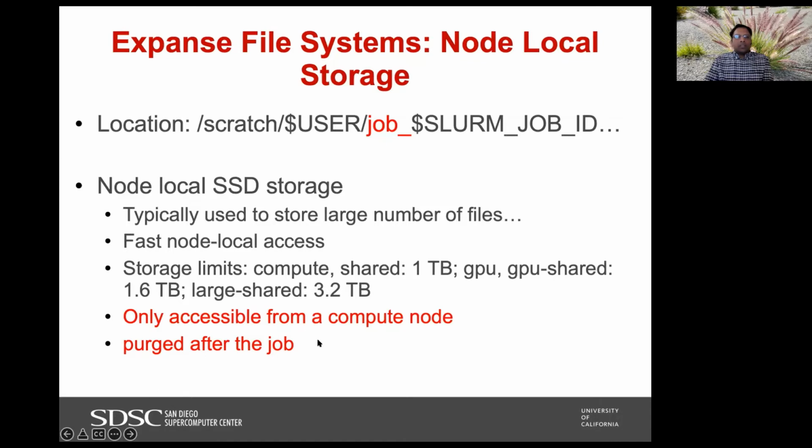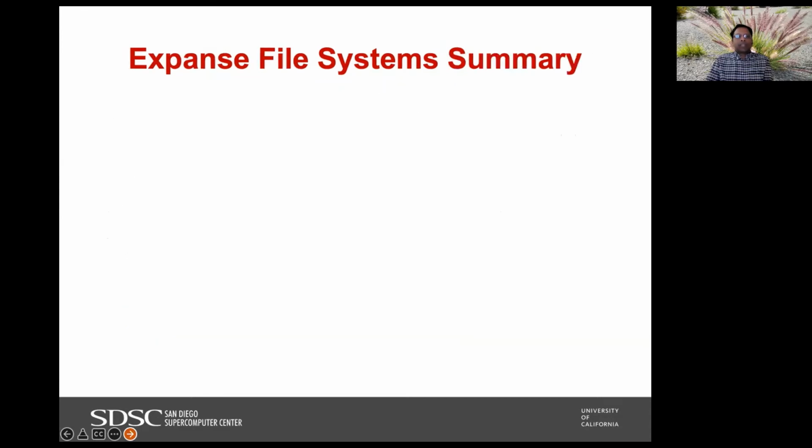The key is that this location is purged after a job ends. So if you're going to use this in your scripts, make sure your script copies out the data. Once your job finishes, it's not accessible and it's purged. So we can't help you either. Even if we wanted to, the data will be gone. So you need to have that in your workflow. I have an example demo that shows you how to do this.